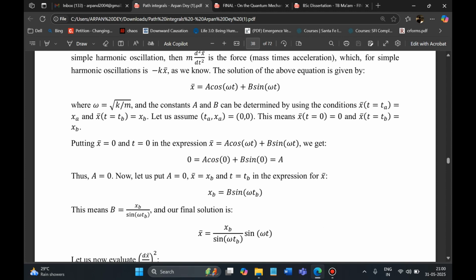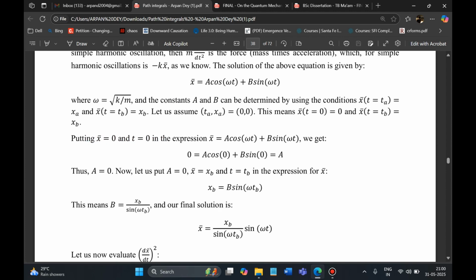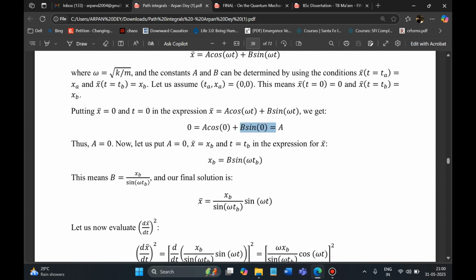So that means we can put both x bar and t to be 0 in the above expression, and then we'll get 0 equals a cos 0 plus b sin 0, which means just a, because sin 0 is 0 and cos 0 is 1. So that means a equals 0.